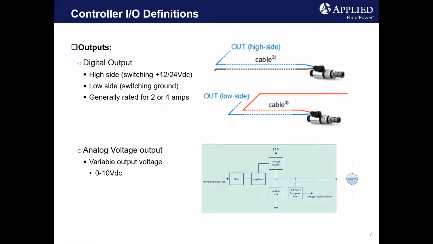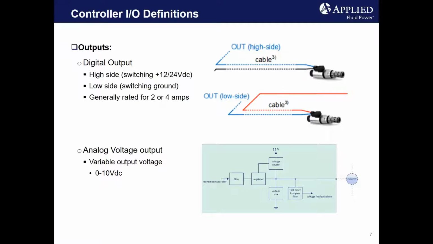Mobile controllers typically have digital outputs in the 2 amp and 4 amp range, or something similar to that. Some controllers can combine these outputs for higher amp loads, essentially running them in parallel and running a steady amperage out of each output.